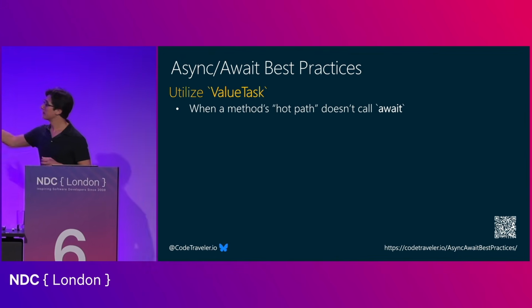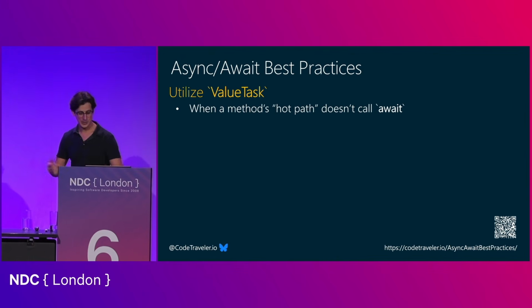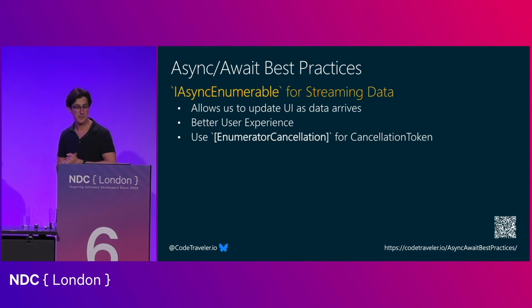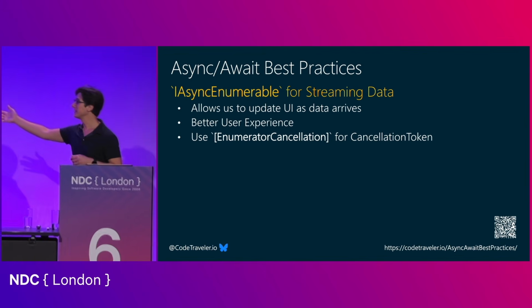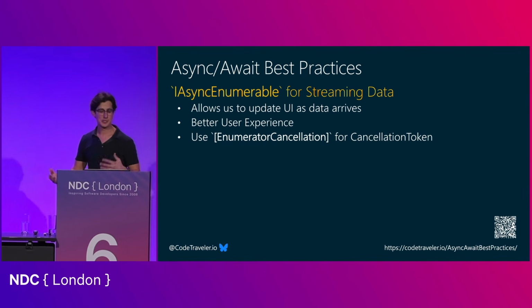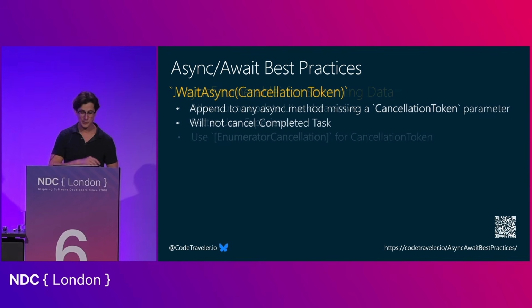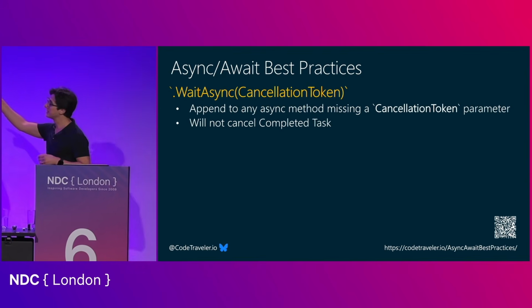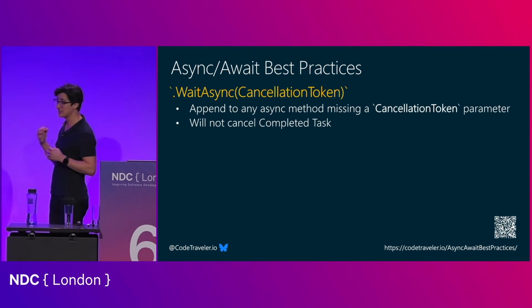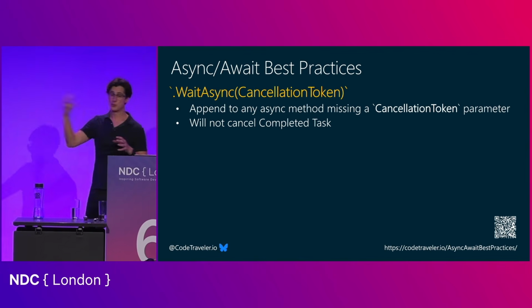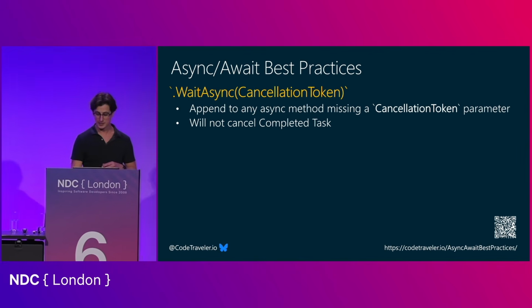Utilize value task. If a method's hot path doesn't use the await keyword, we can use value task for a little bit of a performance bump. Async enumerable for streaming data allows us to update the UI, better user experience. Just don't forget that enumerator cancellation attribute on your cancellation token parameter. Wait async exists, so if you ever have to call a method that doesn't give us a cancellation token parameter, you can bolt yours on using .wait async.